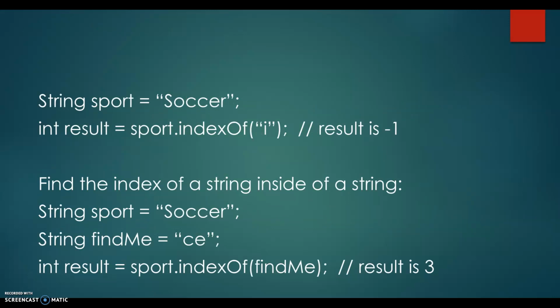In this example, sport.indexOf I, we're looking for a character that we can visually see is not contained within the value of sport. The word soccer does not have an I. So when we do sport.indexOf and we look for I, what gets returned is -1. -1 is just the default value saying, hey, you looked for an I, this string doesn't have an I. -1, it doesn't exist.